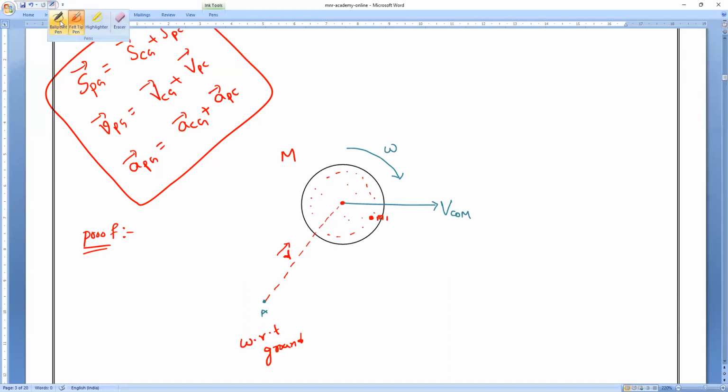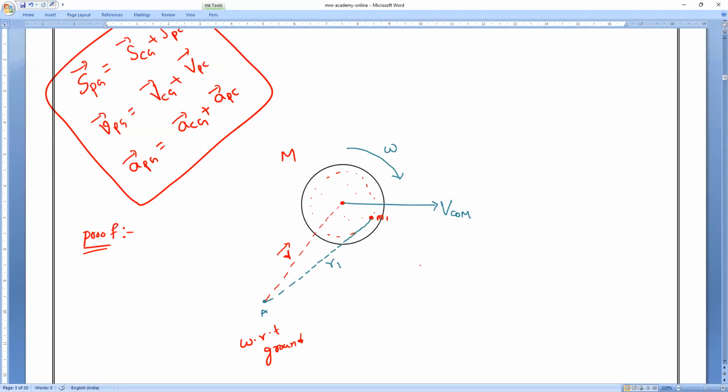Ground. Clear? So with respect to ground. Now the distance between this point to this point, let me take it as, what can I take? Anybody? Your choice. Can I take it as R1? Is it okay, everyone? Yes, sir. That is what it is.